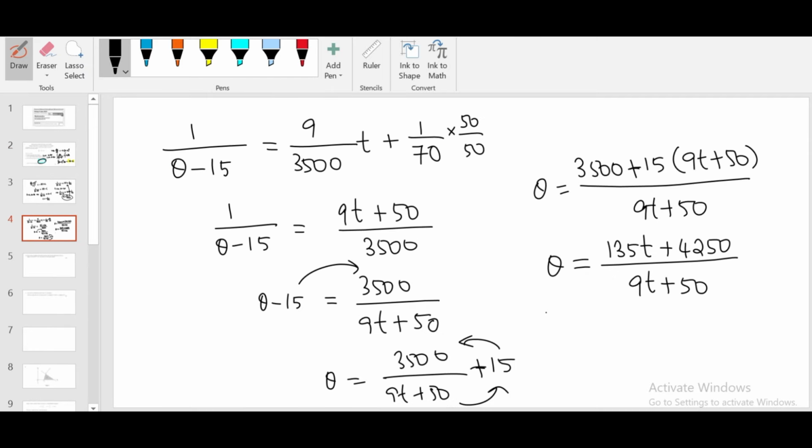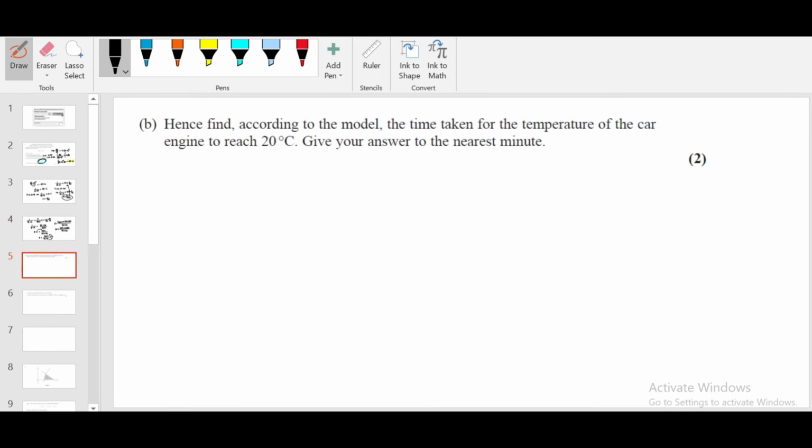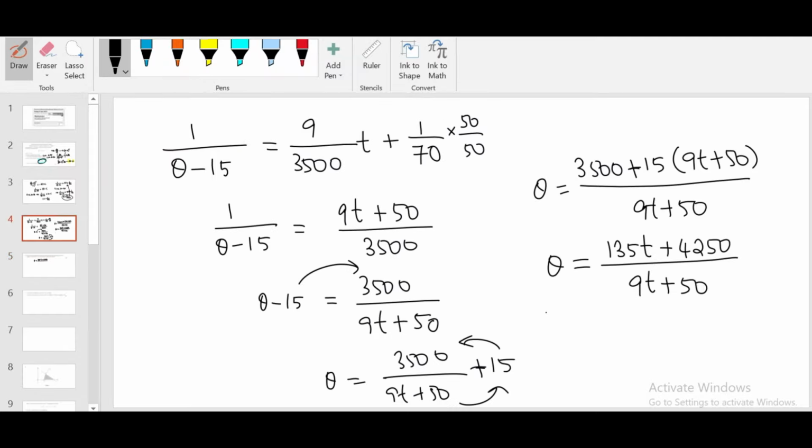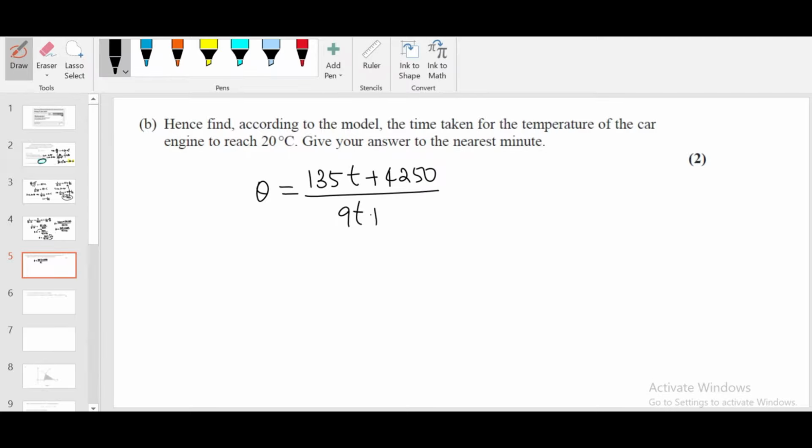So let's move on to part B of the question. Find, according to the model, the time taken when the temperature reaches 20. We know theta is equal to 135t plus 4250 divided by 90t plus 50. Now replace theta by 20 here and make t the subject. So 20 times (90t plus 50) is equal to 135t plus 4250.